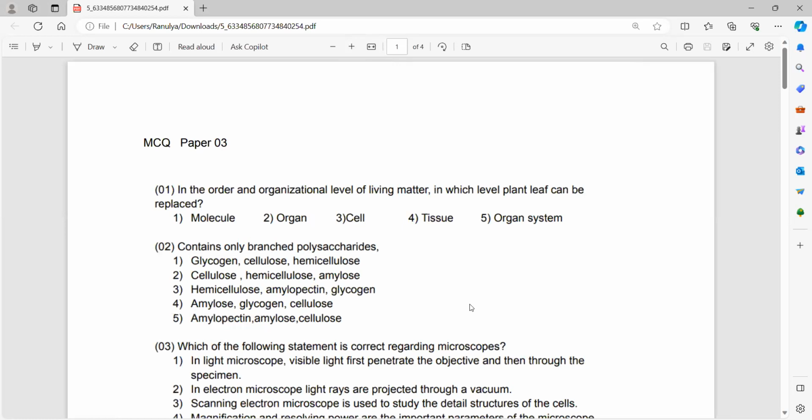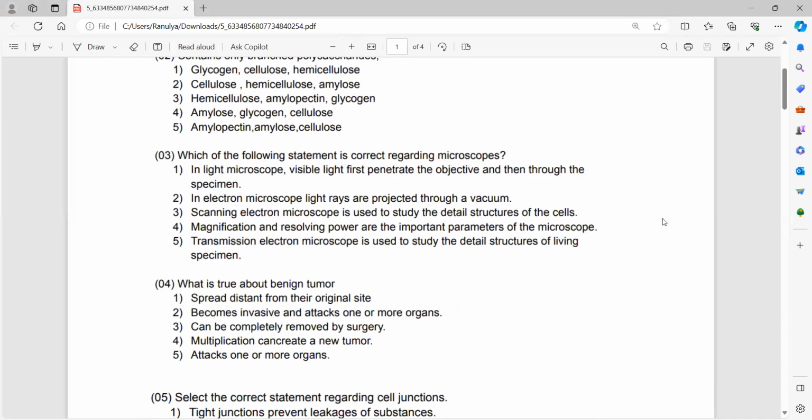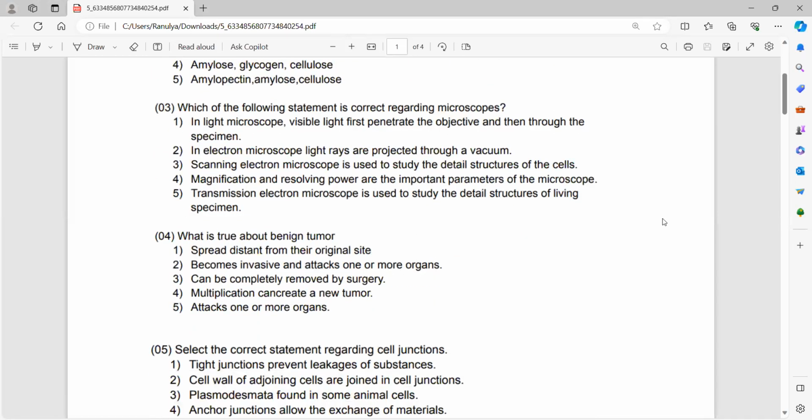Then question number 3. Which of the following statements is correct regarding microscopes? Right? Now, you learned about 2 types of microscopes, basically light microscopes and electron microscopes. Okay? The electron microscope again can be classified into 2 as TEM and SEM, transmission electron microscope and scanning electron microscope.